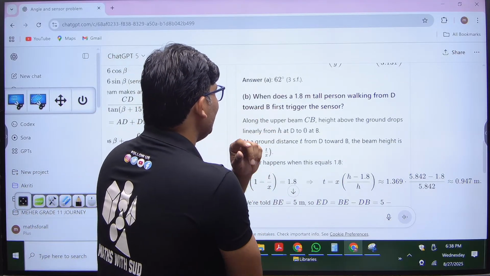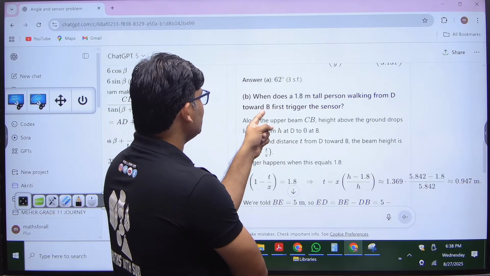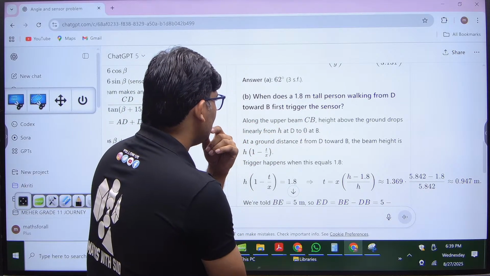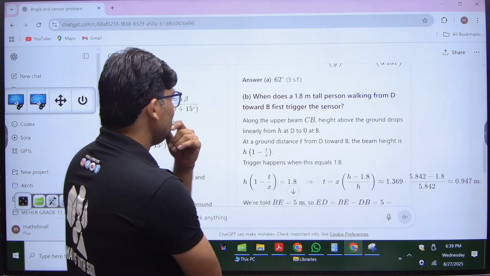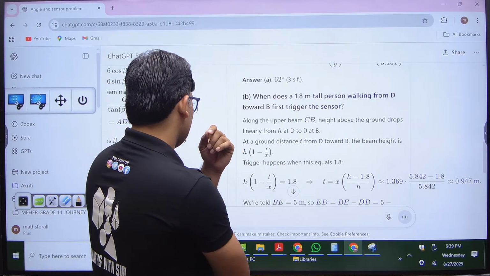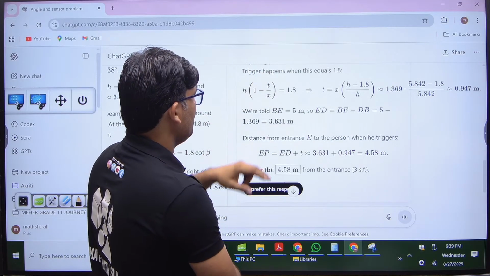When does the 1.8 meter tall person walking from D towards B first trigger the sensor? Along the upper beam CB, the height above the ground drops linearly from 10 at C to 0 at B. At the ground, the distance, okay, beam at light is, okay.